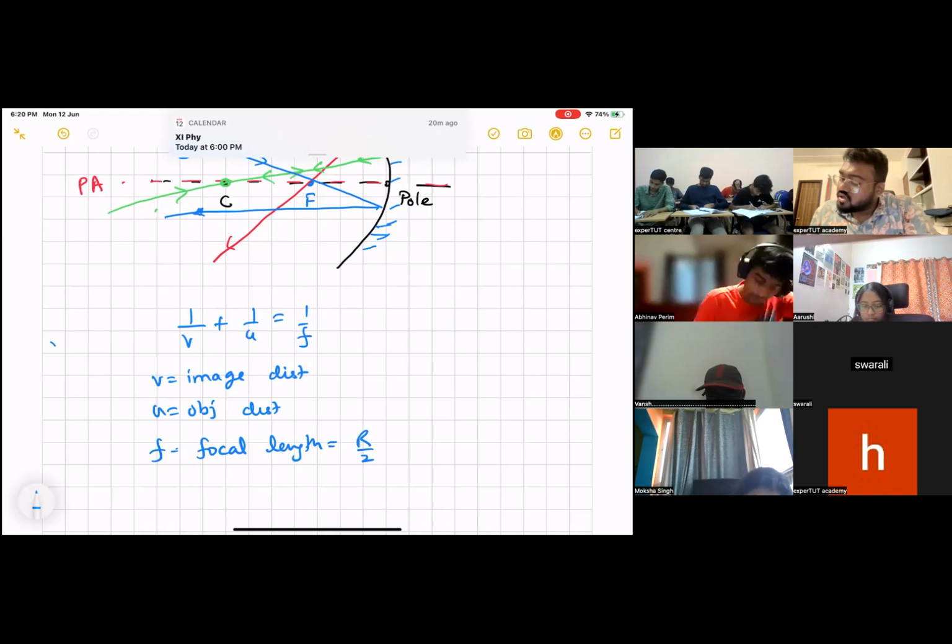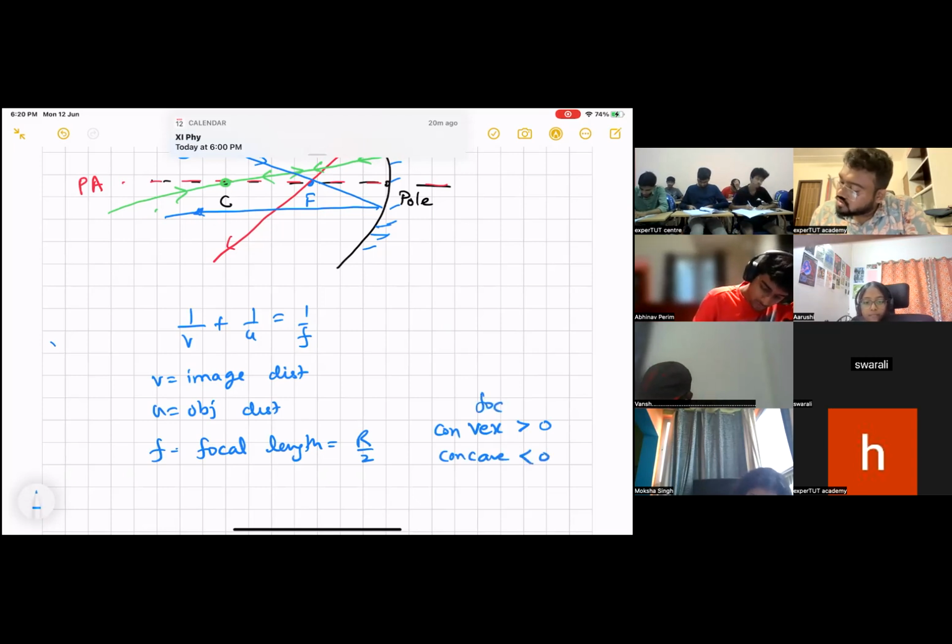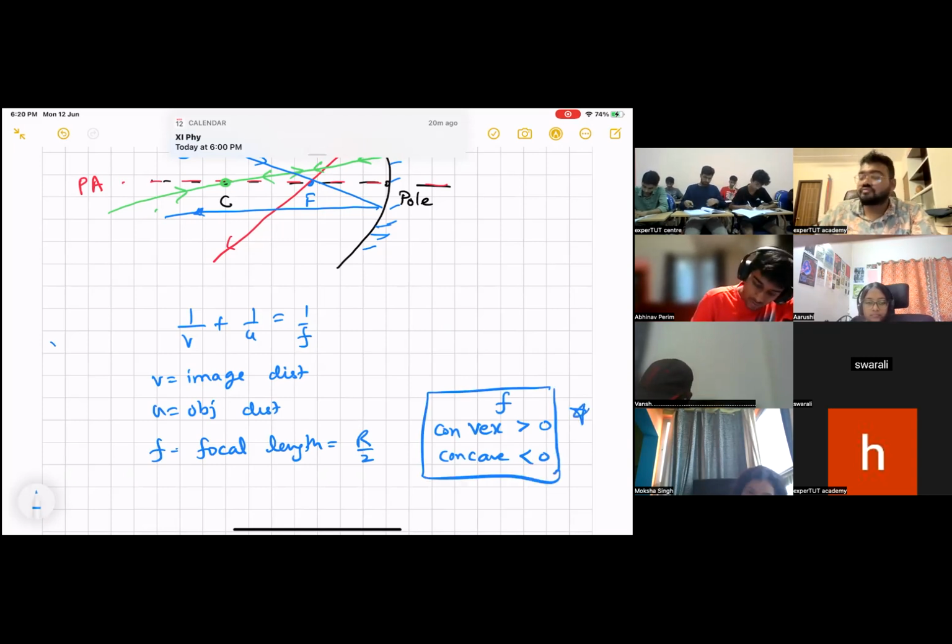You should also understand that the focal length of a convex mirror is positive, and for a concave mirror it is negative. So write this for f. Very important. Don't forget. For a convex mirror, it is positive. For a concave mirror, it is negative.